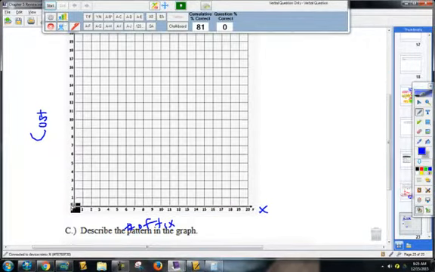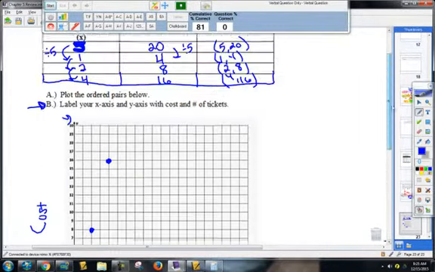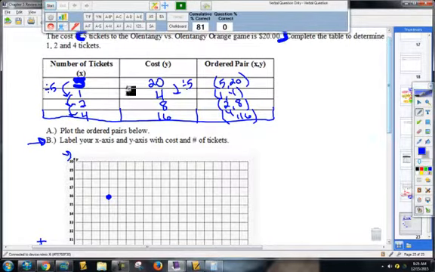So, over 1, up to 4. Over 2, up to 8. Over 4, up to 16, I think it's right there. And then you really don't even need to plot 5, 20. You wouldn't even have to put it on here, but I think it's easier to see. But if you wanted to, it would be right there.